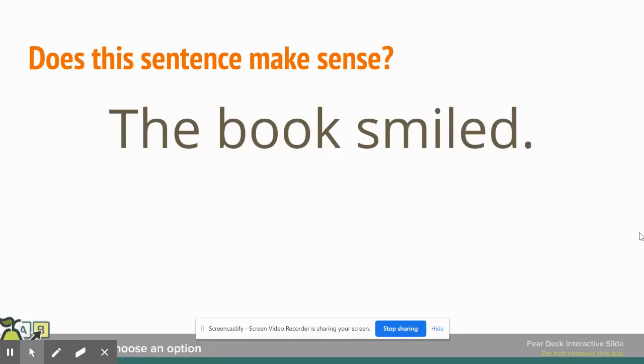So we've already covered subject and verb. So now we need to think about, does the sentence make sense? The book smiled. So take a second and think about that. Can a book actually smile? And then I want you to write yes or no on there.